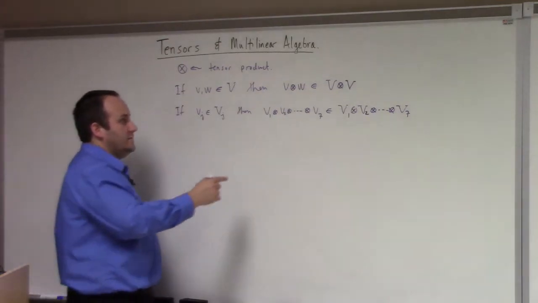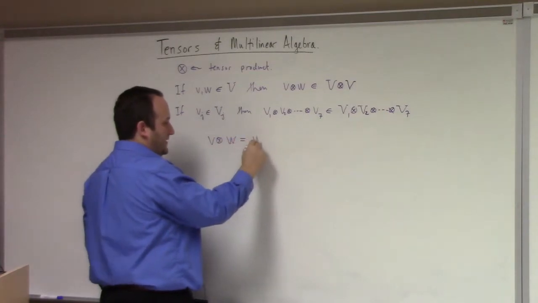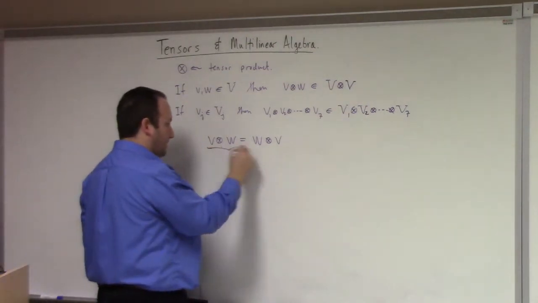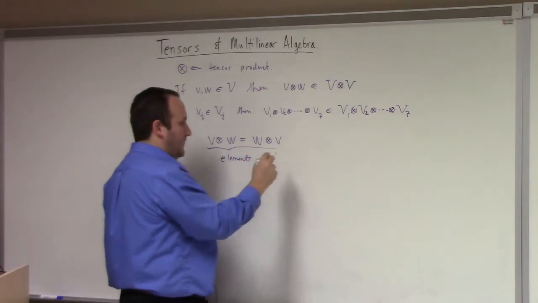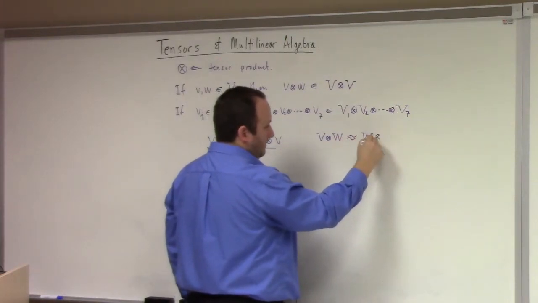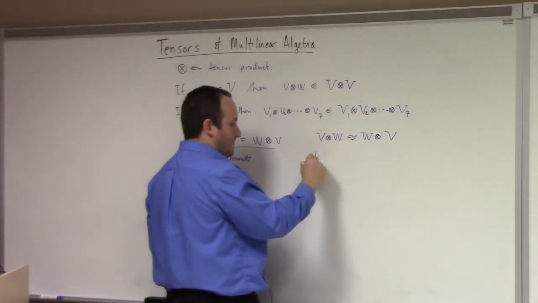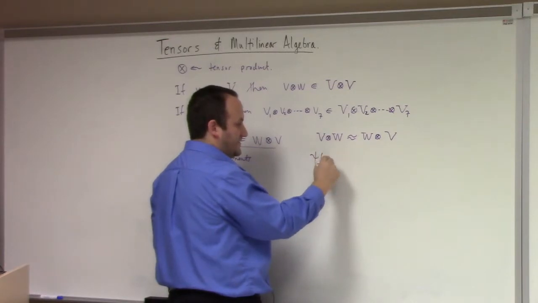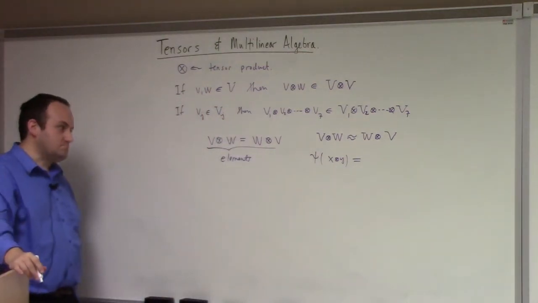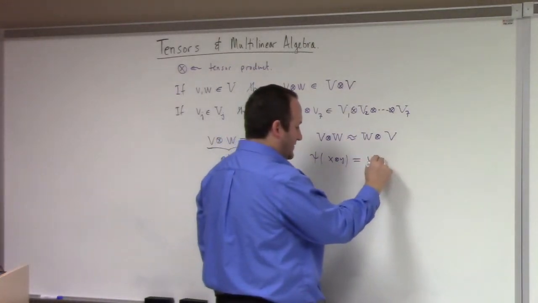It's not true that v tensor w is generally equal to w tensor v. It's not true at the level of elements. However, at the level of spaces, it is true that V tensor W is isomorphic to W tensor V. There's a natural isomorphism between these two things. What would it be? If I had a thing in here, say x tensor y, what would my isomorphism be between these two spaces? Yeah, that's it. So there you go, and you can prove that that's an isomorphism.